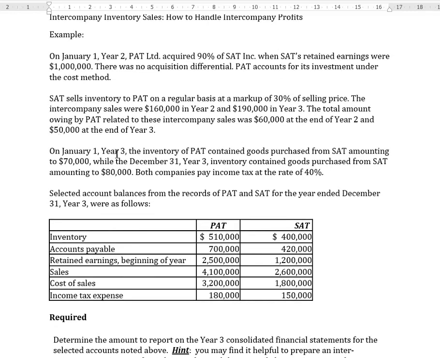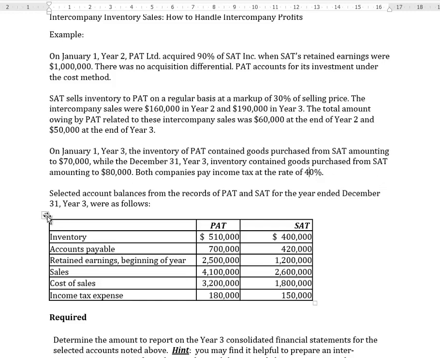So we know now at the beginning of year 3, Pat's inventory, because don't forget, the sales are all upstream from the sub to the parent, contained amounts purchased from SAT amounting to $70,000. So in other words, any of this $160,000 that was sold by the sub to the parent in year 2, the parent could not yet unload $70,000 of it. Whereas in year 3, the $190,000 that the sub sold to the parent, the parent could not unload $80,000 this year. In year 3, and we know the corporate tax rates are 40%.